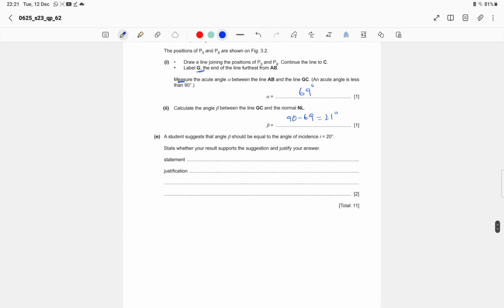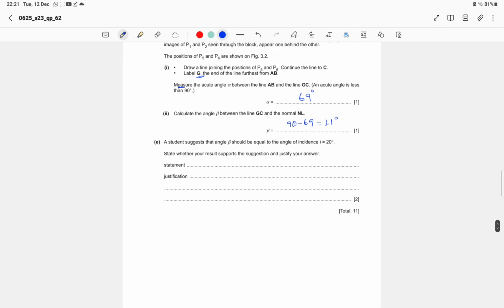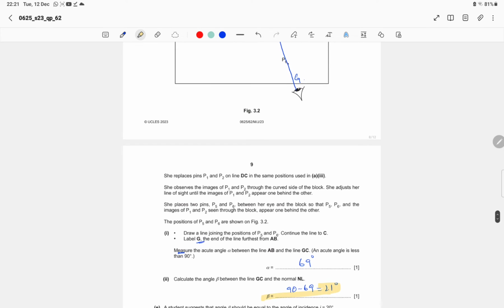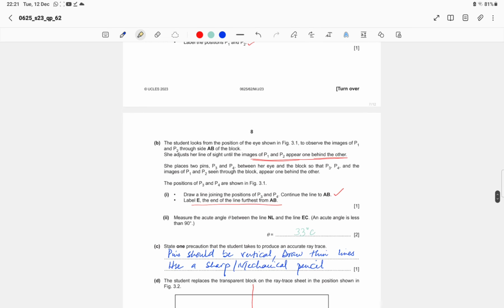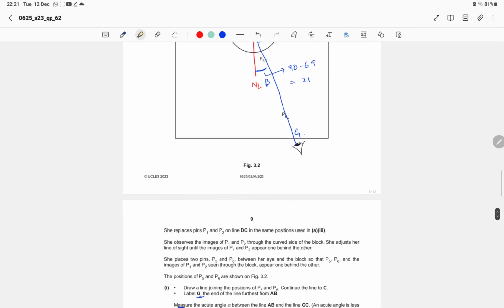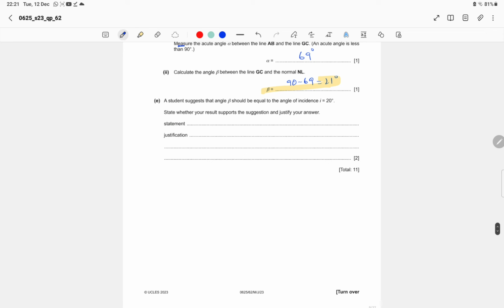Okay, the student suggests that the beta should be equal to the angle of incidence. So what do you think? Now you see that over here, if I highlight this thing, this is your beta, and the angle of incidence is what? In our previous question it was 20 degrees. So let me just show you, this is 20 degrees. So there is another student who is suggesting that angle beta should be equal to this thing, angle of incidence i, which is obviously written over here as well. So you can compare these over here as well.